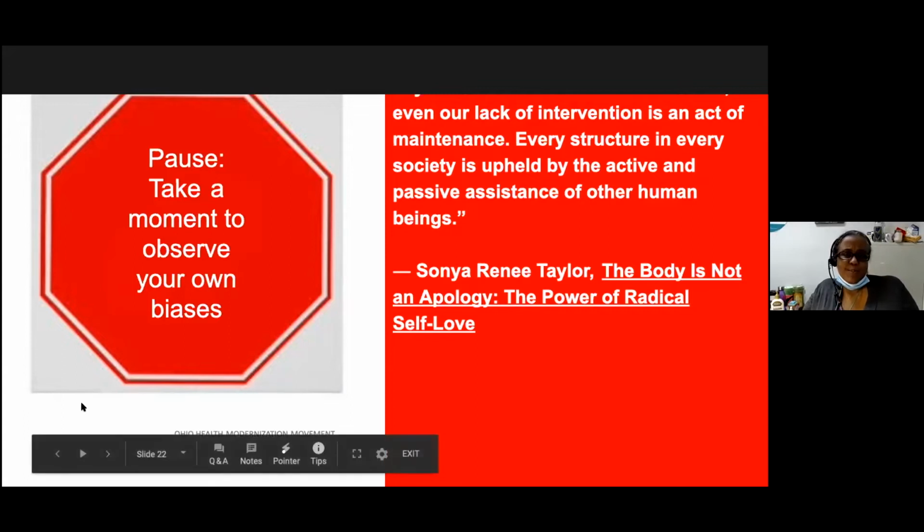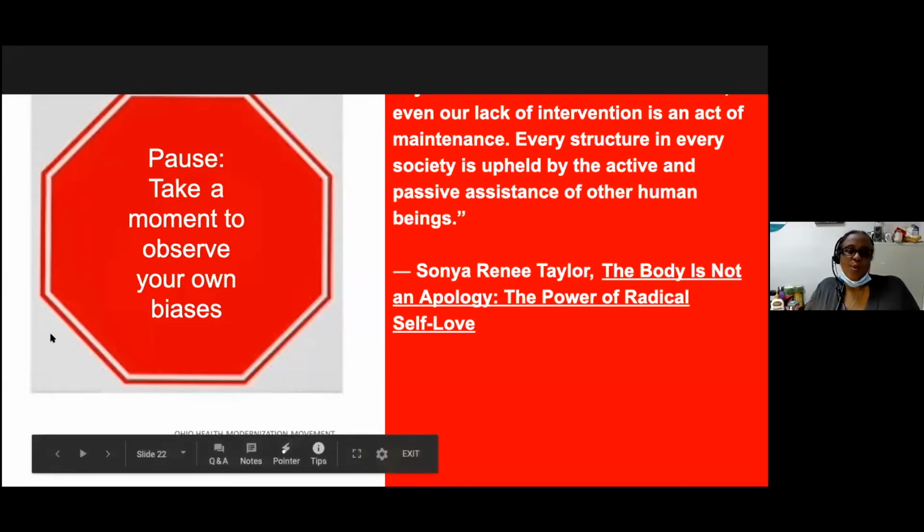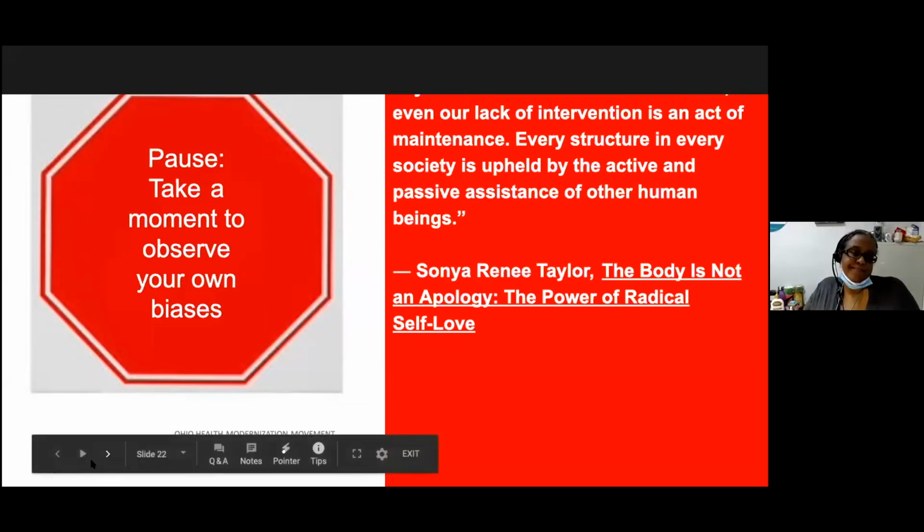And so I don't know if you can see the slide, because I think part of it got caught up, but systems don't maintain themselves. We have to maintain systems, which means that we need to make sure that when we come into work every day, we leave our biases at the door and we treat everyone as a human being first and foremost. This is from Sonia Renee Taylor, but I think it's a good segue to what we're going to talk about. Next slide.